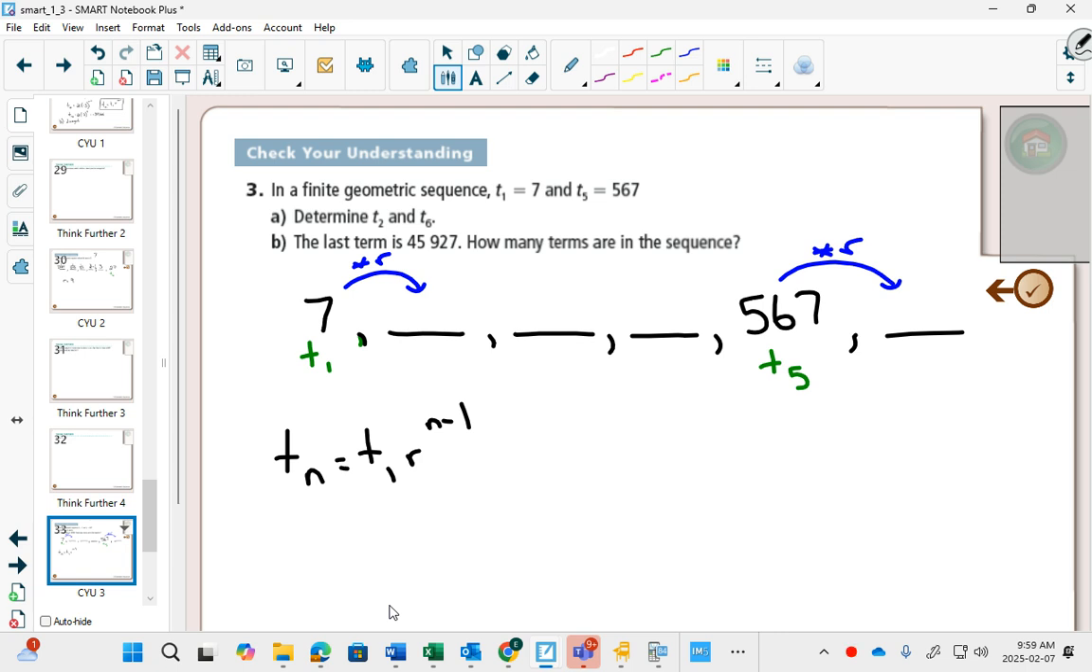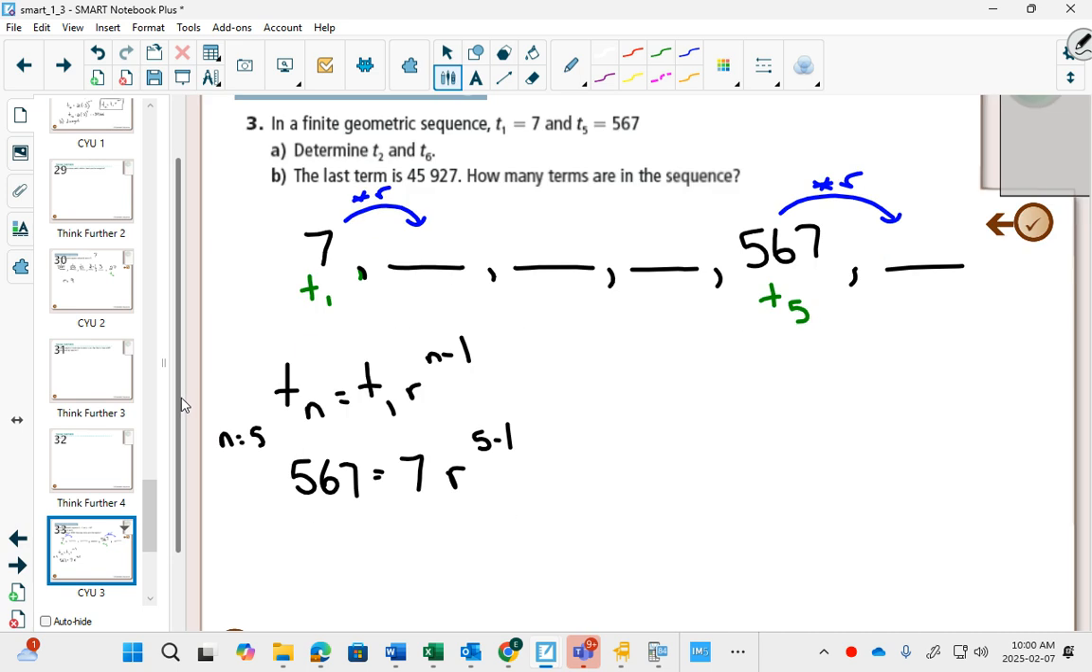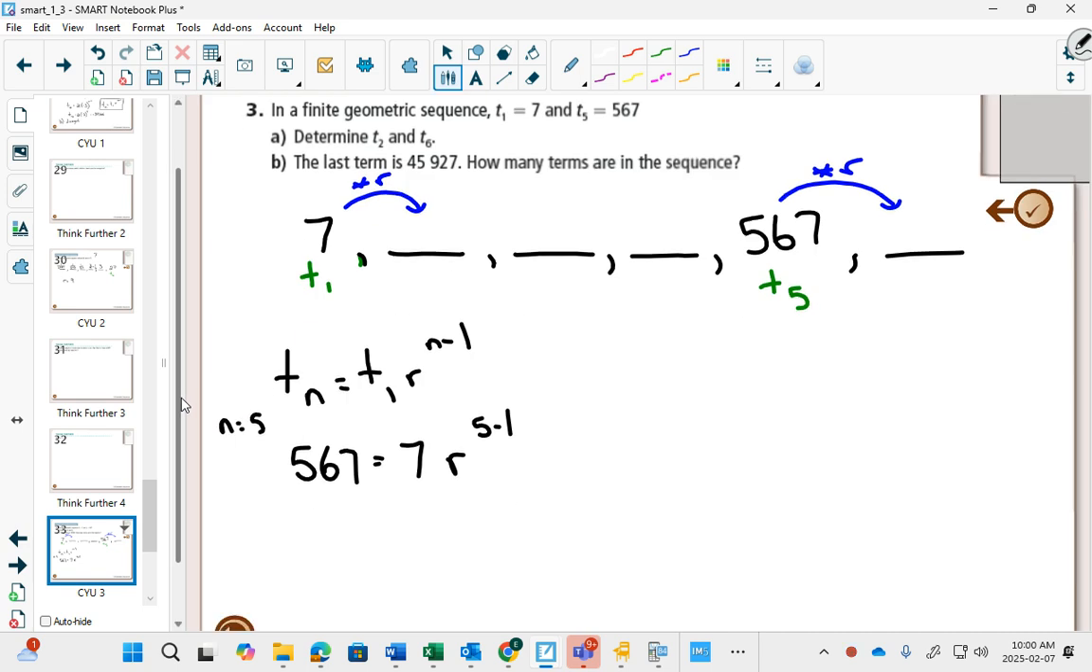So because I know another term, can you see that you can plug everything into this equation except for the r? Term 5 is 567. So if we make n equals 5, term 5 we know, term 1 we know is 7, and we just don't know r. Lots of the geometric sequence questions are calculator. So if I divide both sides by 7, I get 81.